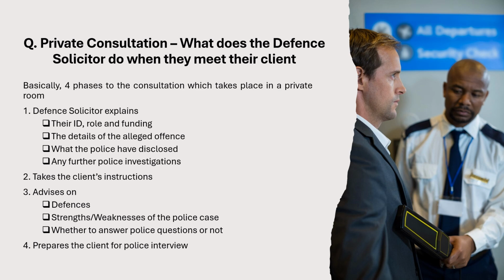1, defence solicitor explains their identity, role and funding, the details of the alleged offence, what the police have disclosed, any further police investigation. 2, take their client's instructions, and 3, advises the client on defences, strengths and weaknesses of the police case and whether to answer police questions or not. And then there's a 4th stage, which is to prepare the client for the police interview.